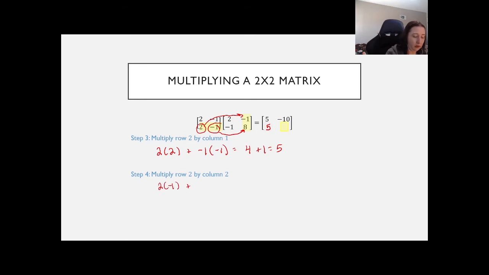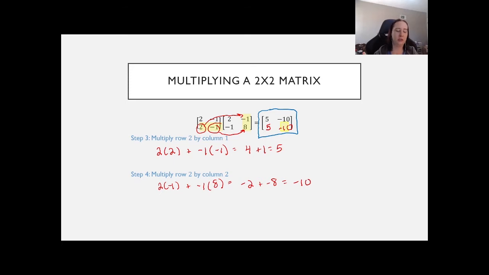So 2 times -1 plus -1 times 8 gives us -2 plus -8, and we get -10. So we get another -10 there in the lower right corner. And so our answer, the result of the multiplication, is this matrix on the right. Your answer is always a matrix, and it's going to be 5, -10, 5, -10.